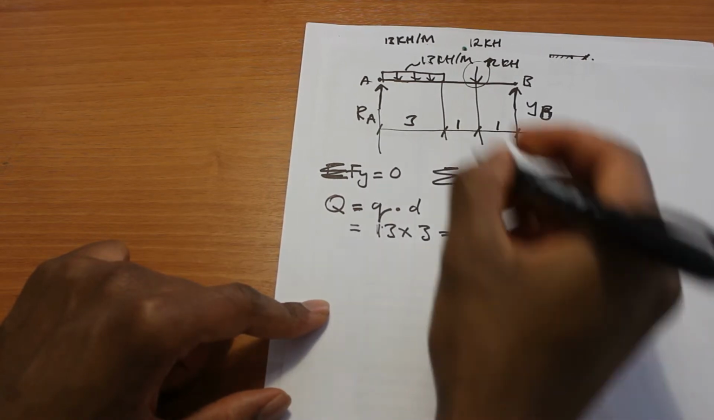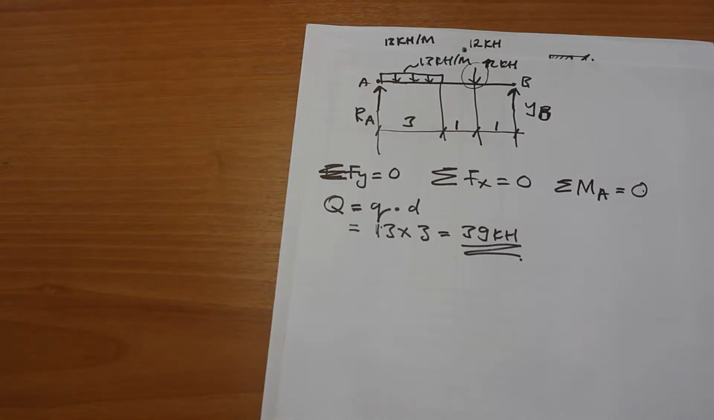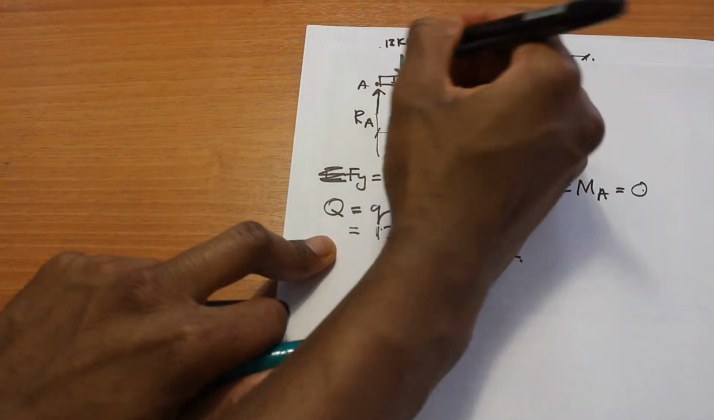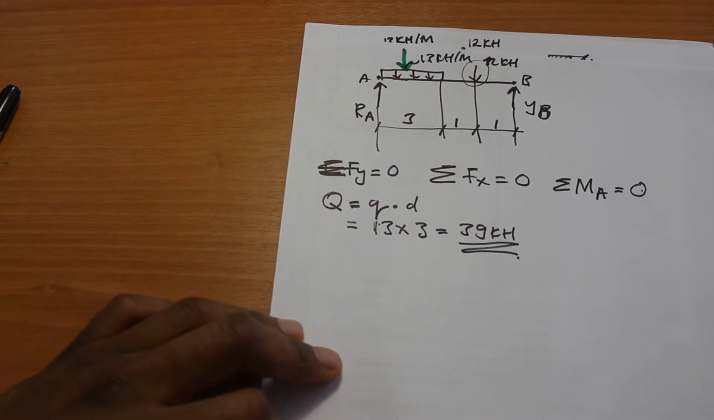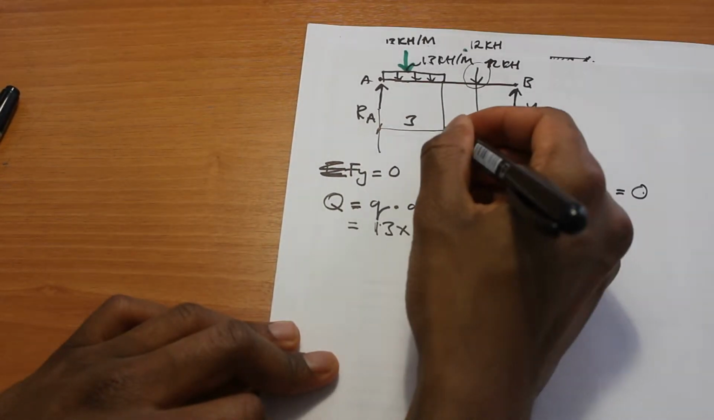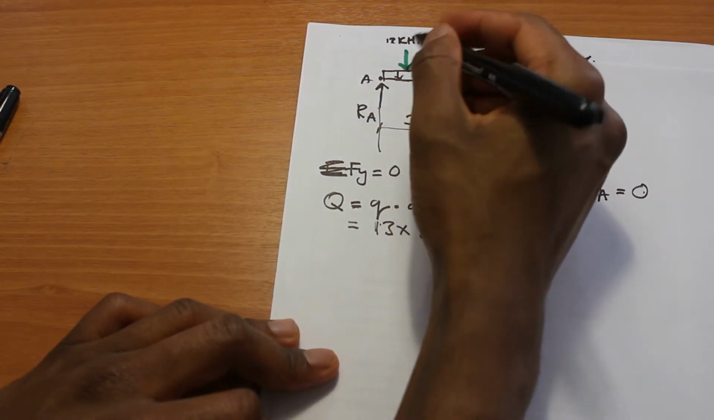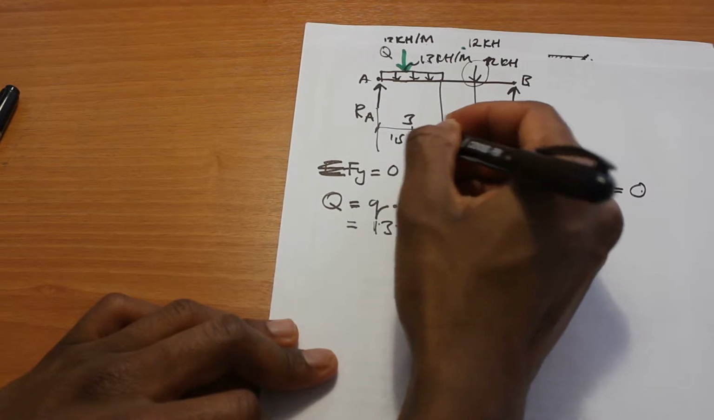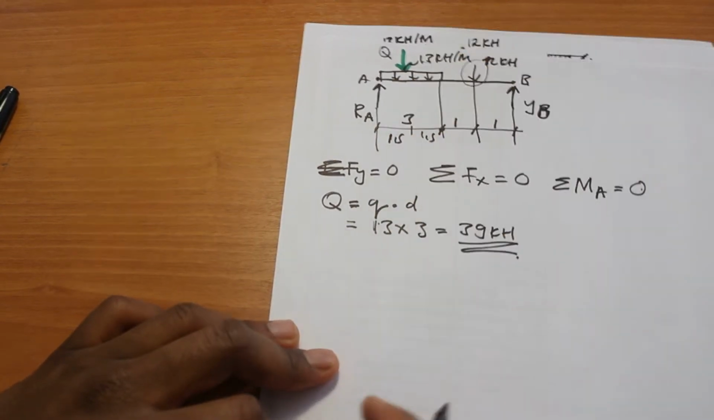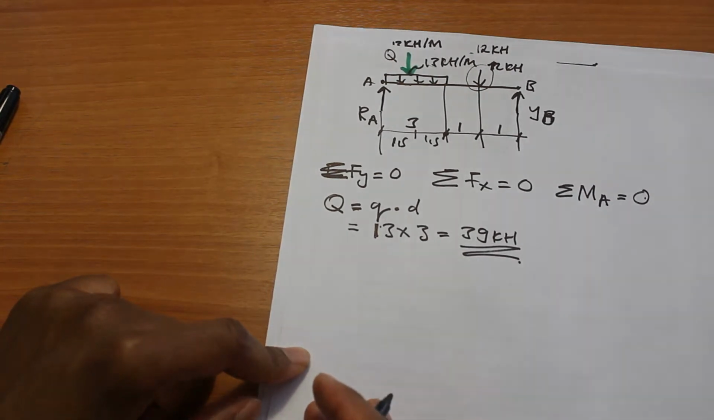So basically, we can replace this one here by our force Q. Our force Q is placed midway between these 2 points. It is basically half of 3. So our force Q here is at 1.5 this side and 1.5 this side. Having calculated Q, we can now start analyzing this beam.